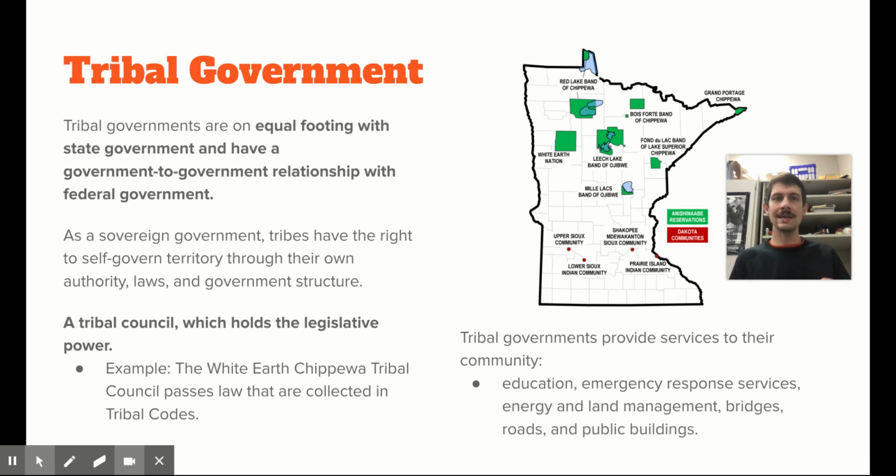It gets really interesting and unique when we're talking about state law versus tribal law. They're on par. State or tribal law and federal law. The federal government does have some authority over that, but that's usually powers that have been given to the U.S. government from the tribe.